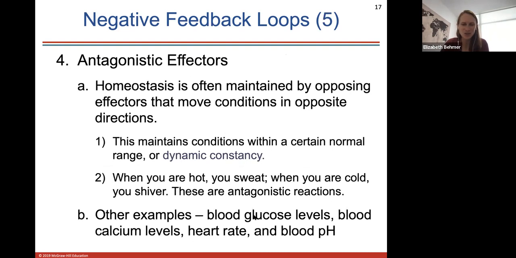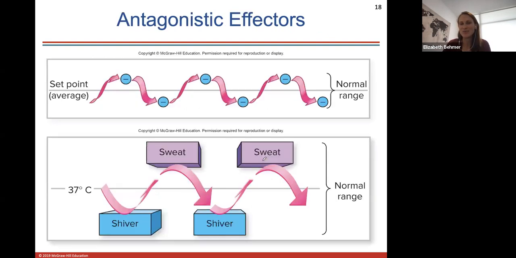Production of the end product will shut off or down-regulate the process, and this is why we call it a negative feedback loop. Antagonistic effectors describes how homeostasis is often maintained by opposing effectors that move conditions in opposite directions. This maintains conditions within a certain normal range, which is what we call dynamic constancy. When you are hot, you sweat. When you are cold, you shiver. And these are antagonistic reactions. Other variables controlled with antagonistic effects would be blood glucose levels within normal range, blood calcium levels, your heart rate, and blood pH.